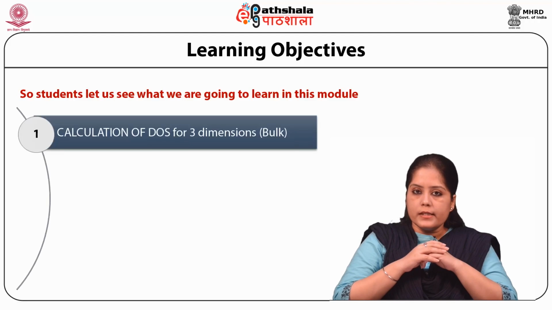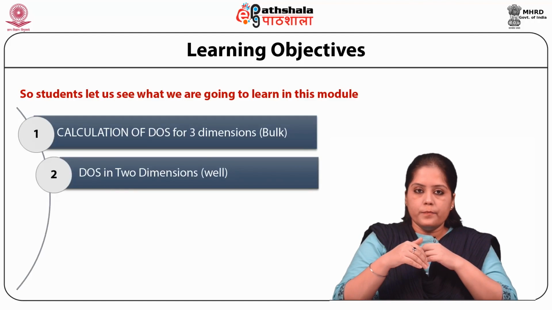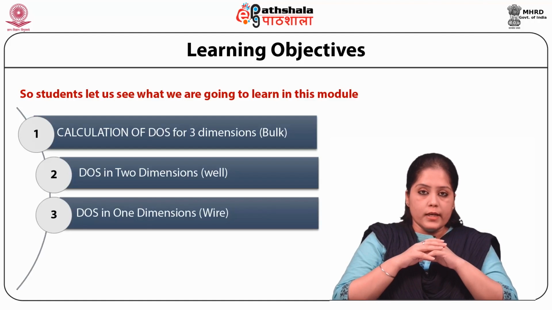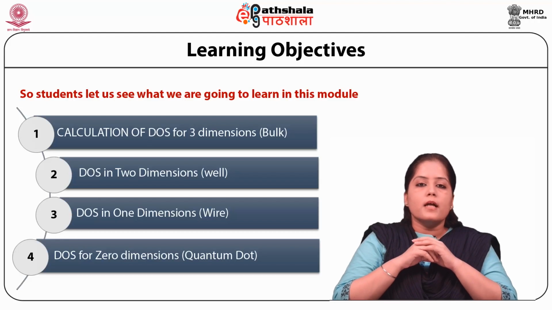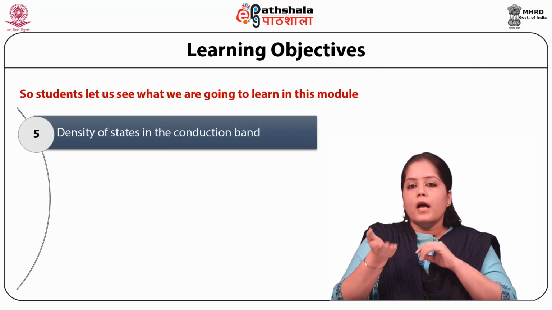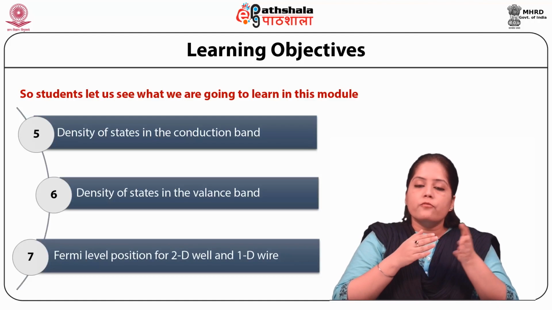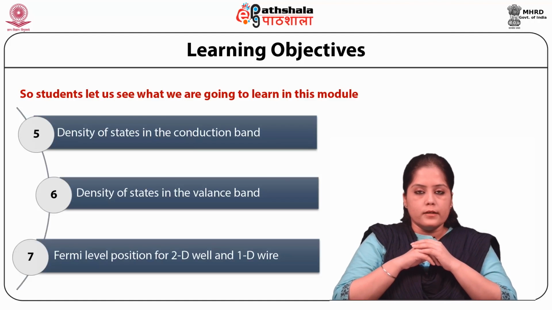First, we will calculate DOS for 3 dimensions bulk. Then we will calculate for 2 dimensions well. Then for 1 dimension wire. Next, we will also calculate the density of states for 0 dimensions, that is a quantum dot. We will also evaluate the density of states in the conduction band and in the valence band. The Fermi level positions for a 2-dimension well and a 1D wire will also be studied.